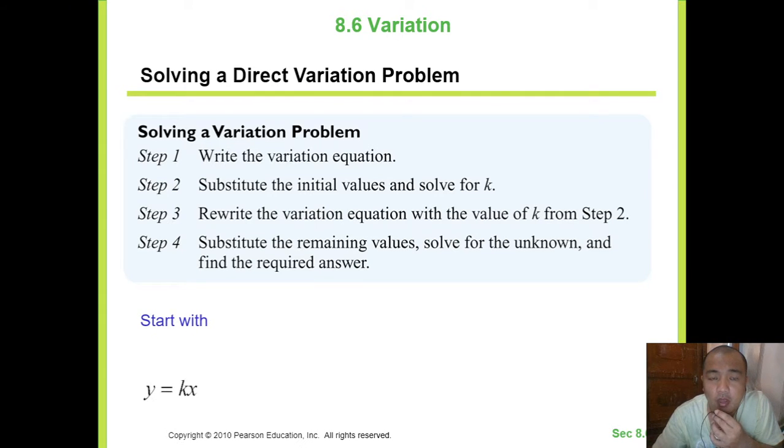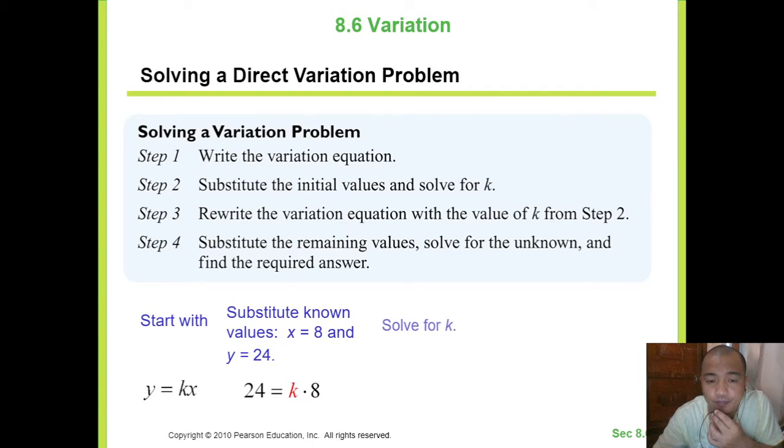Start with y equals kx. This is actually the equation for direct variation. Then after that, solve for k. Substitute known values, x equals 8 and y equals 24. So if x is 8, y equals 24, you can solve for the constant of variation k. You just divide y by x. 24 divided by 8 is 3. 3 is the constant of variation. K is 3, so that is the constant of variation.